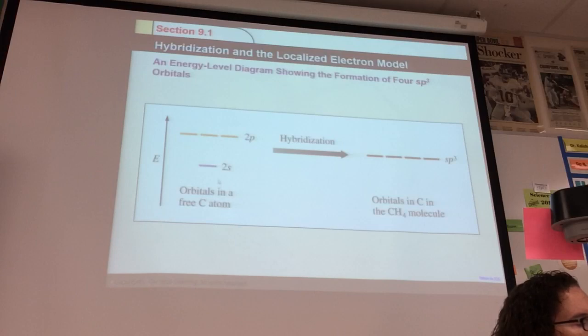In a free carbon atom, we know that we've got a 2s orbital. In the 2p subshell, we've got 1, 2, 3 orbitals, 2px, 2py, 2pz. This makes up the second shell, and if we hybridize or blend them together, you get 4 equivalent sp3 orbitals. Same shape for each one, same energy for each one, and note the energy is somewhere in between the s and the p level.